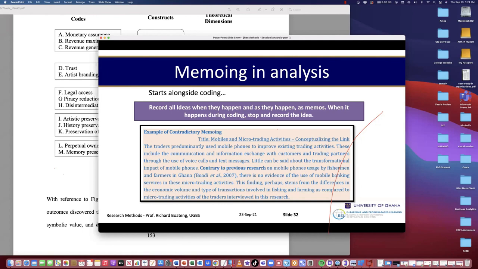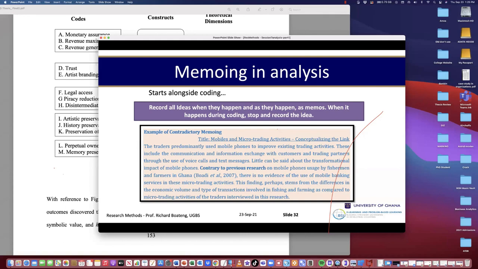Now, in the previous work I had done on mobile services and farmers, I found mobile banking to be a critical transformational value or impact that the people were obtaining. But when I went to do the micro trading study, I didn't see that. So I didn't see any transformational impact. What I was seeing was more of incremental impact and then maybe some kind of product impact. So what I then tried to emphasize here is that, contrary to the previous research where I saw transformational impact, there's no evidence of using mobile banking in this particular study. So there's no transformational impact.